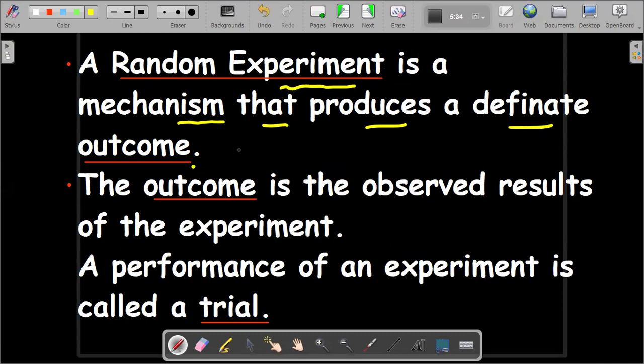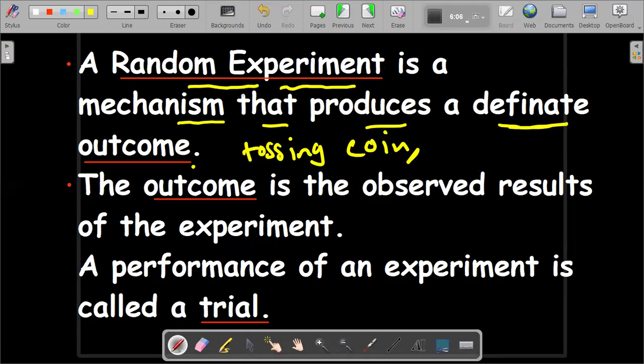So for example, tossing a coin. When you throw a coin up, you definitely know that you either get a head or a tail, but you are not certain if it's going to be a tail or a head. So you have a definite outcome. It's going to be either head or tail, but you don't know exactly which one you're going to get. So that's what we call a random experiment.